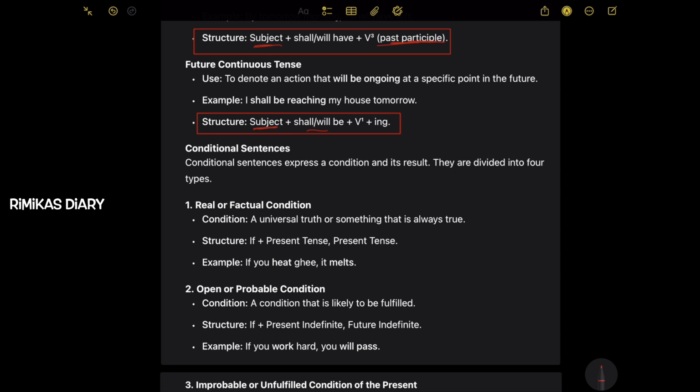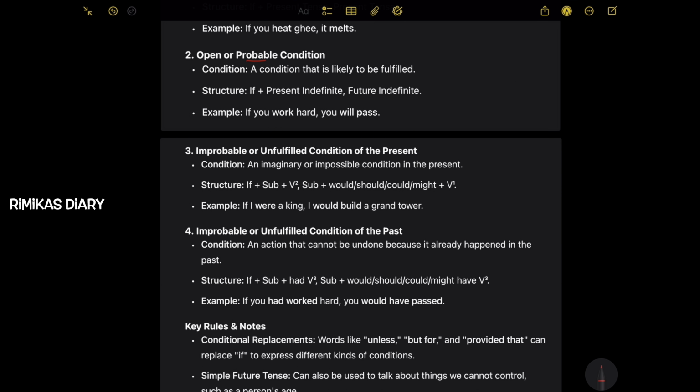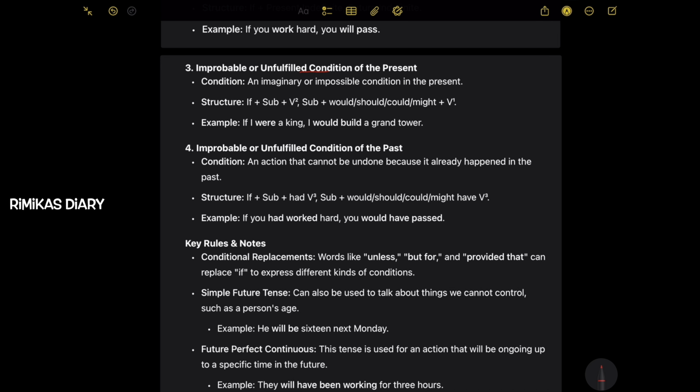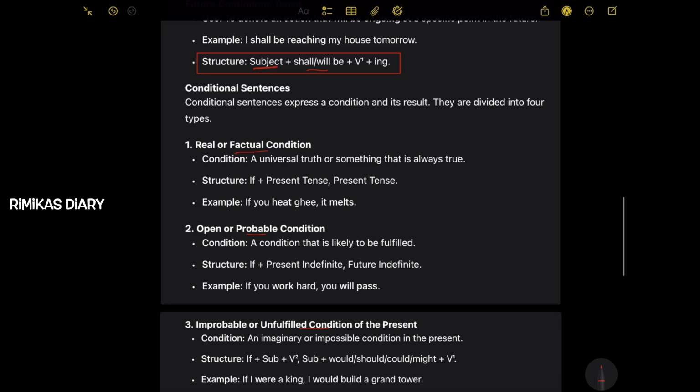Conditional sentences. Conditional sentences express a condition and its result. They are divided into 4 types: real or factual condition, open or probable condition, improbable or unfulfilled condition of the present, and improbable and unfulfilled condition of the past. So it's classified into 4 types. So let's see one by one in detail. So first, real or factual condition. So the condition is a universal truth or something that is always true. So structure: if plus present tense.